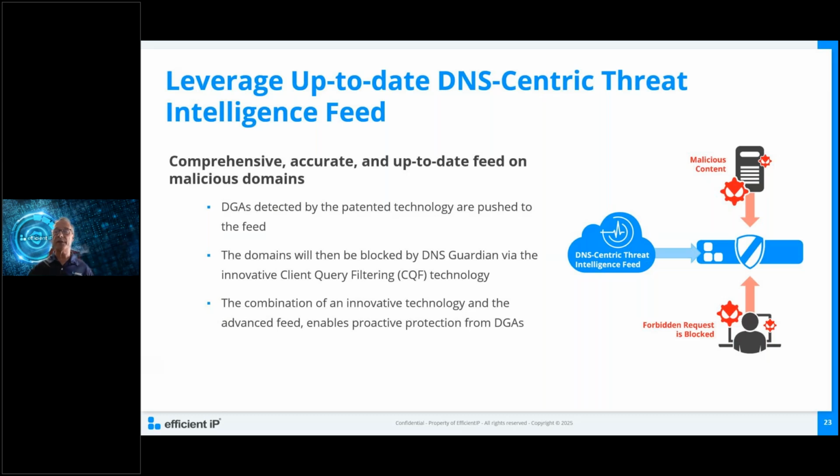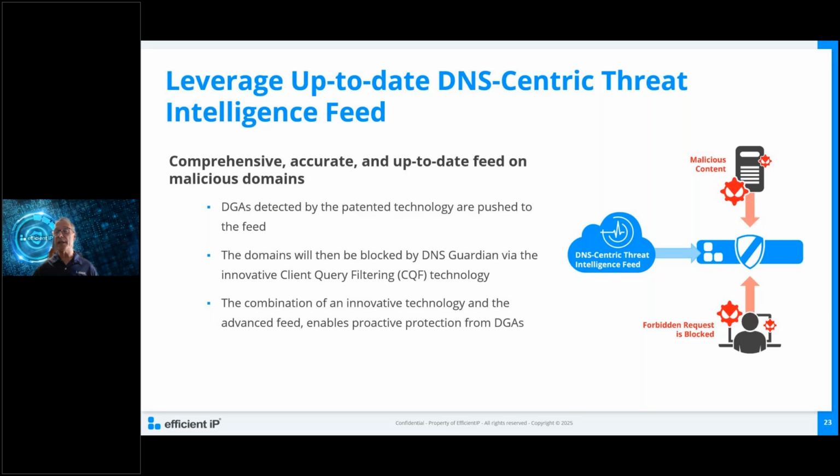DNS-centric threat intelligence is a critical component for effective DNS filtering. By collecting and analyzing massive amounts of global DNS traffic in real time and creating feeds from trusted sources and using AI, EfficientIP generates a comprehensive, accurate, up-to-date feed of malicious domains. This feed is categorized into threats such as phishing, malware, spam, and of course DGAs.